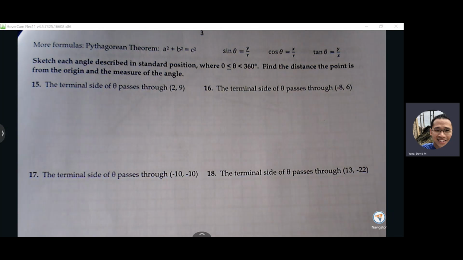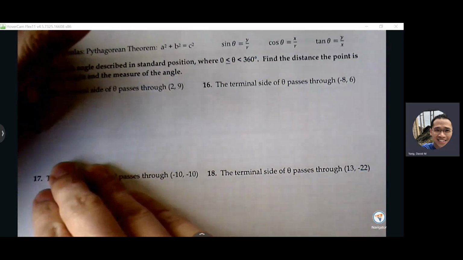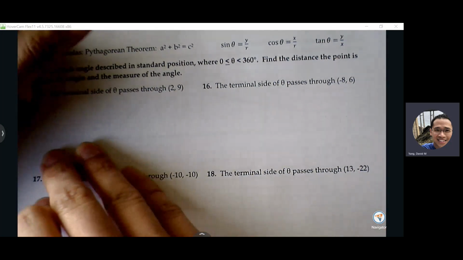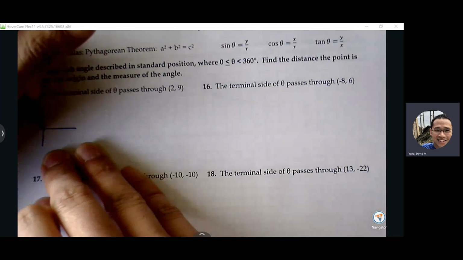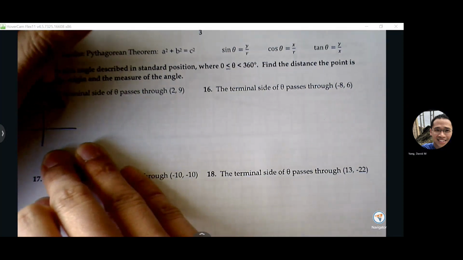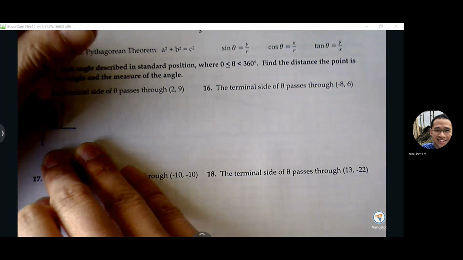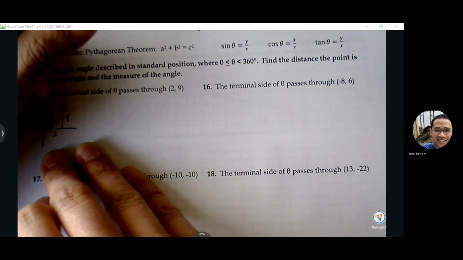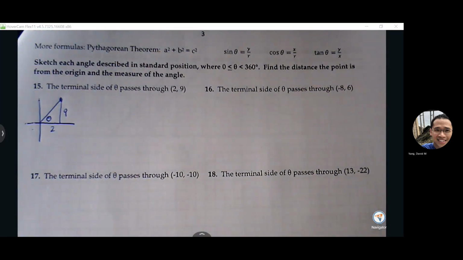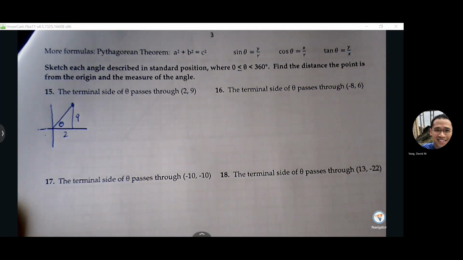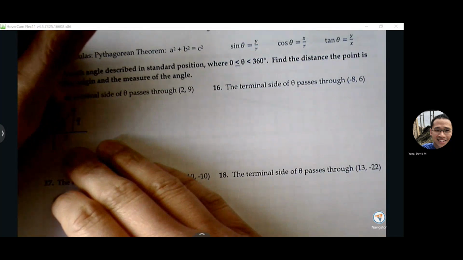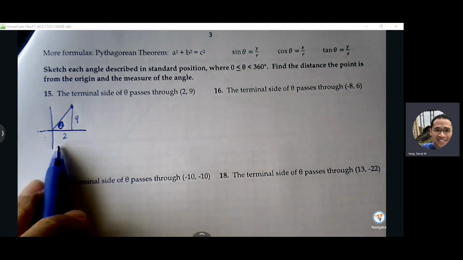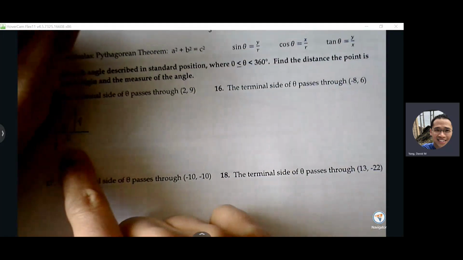Okay, but first, let's go ahead and plot the ordered pair, right? So 2, 9. Where's 2, 9 going to be located? First, second, third, or fourth quadrant? First, okay. So we know we're going to go right and up. It doesn't have to be to scale. So theta. Find the distance. The distance is just my hypotenuse.